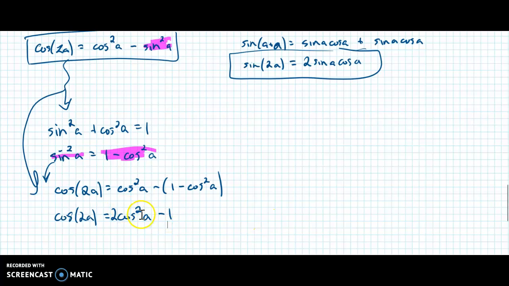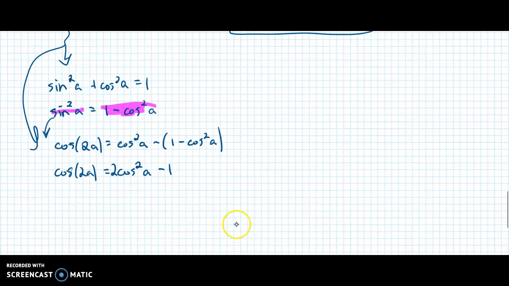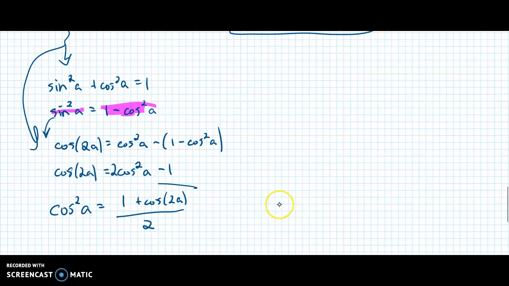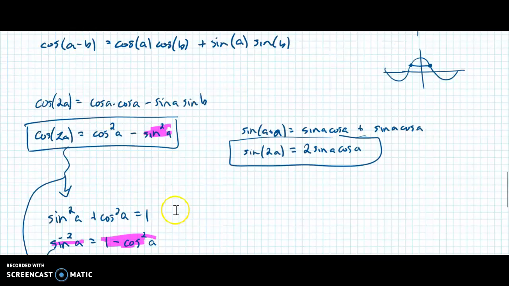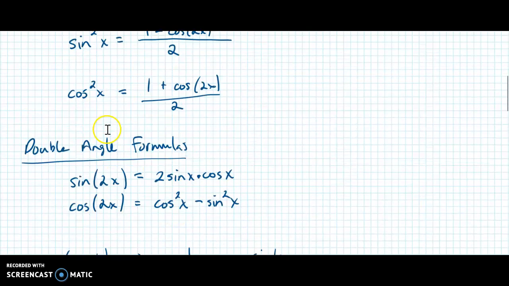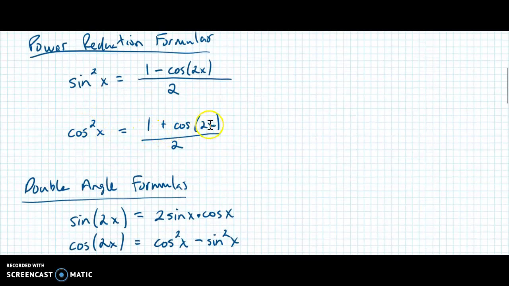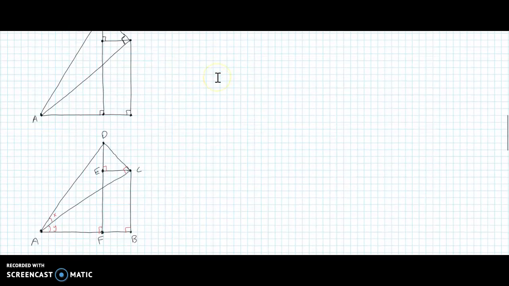From there, I can solve for cosine squared A. I'm going to move the 1 over. So I get 1 plus cosine 2A, and I'm going to divide by 2. So if I solve for cosine squared A, I get 1 plus my cosine of 2A all over 2. And that is my power reduction formula for cosines. Notice this matches what I have right here, 1 plus cosine 2x, right? So now let's do the sine x. Come down here.